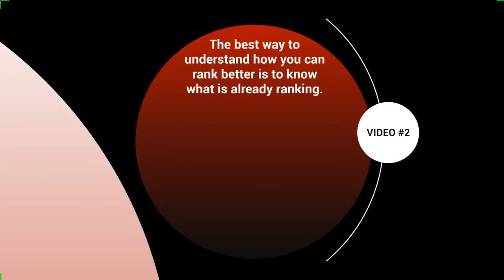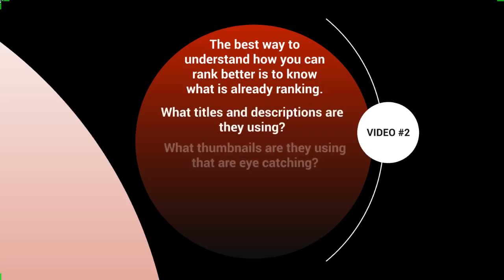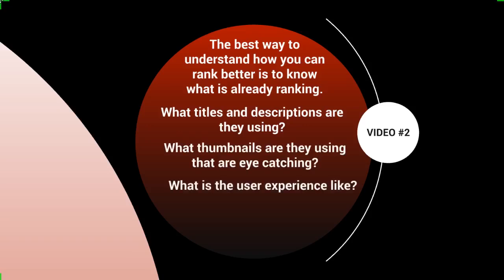You see, the best way to understand how you can rank better is to know what is already ranking in your niche or your market. So what we want to do here is analyze the videos that are on the top. I want you to specifically look at what titles, what descriptions they are using, and what eye-catching thumbnails they are using. And what is the user experience like when you click through those videos? So let's go ahead and do some competitive research.